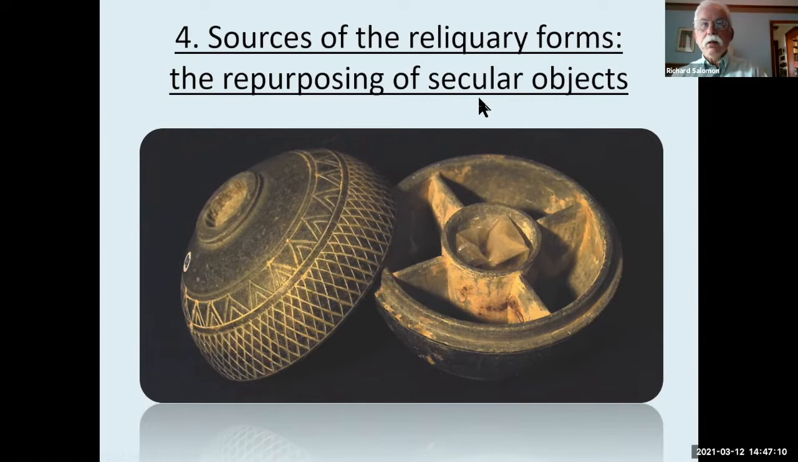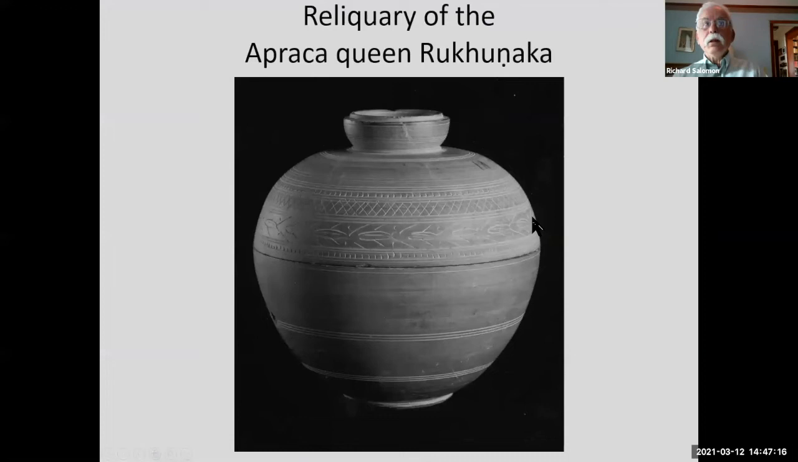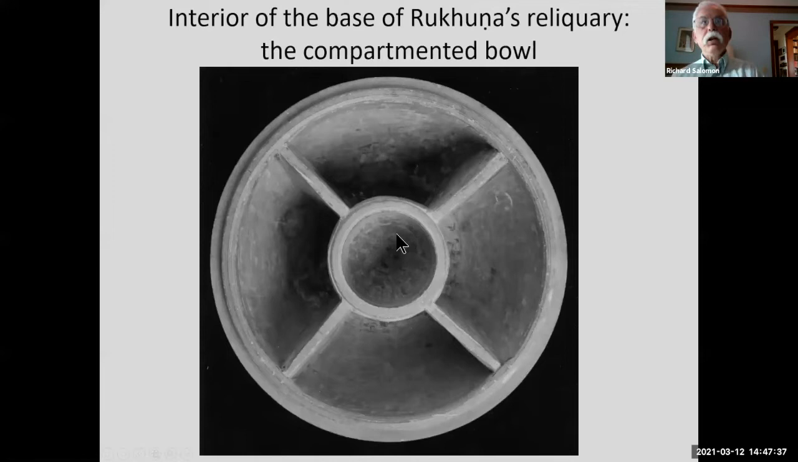So here is, once again, the inscription of the Queen Lukunaka, who was from the same dynasty as Uttara, the woman who donated those little gold letters previously. This is the inside. So if you open this thing up, if you take the lid off and look down, you're looking down into the bowl, and it looks like this. It's a compartmented bowl. It has a circular opening at the center and then four compartments around it.